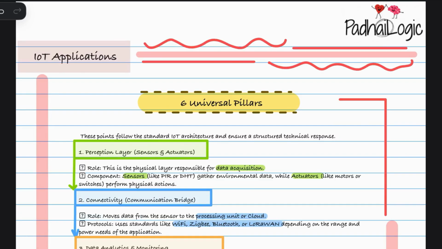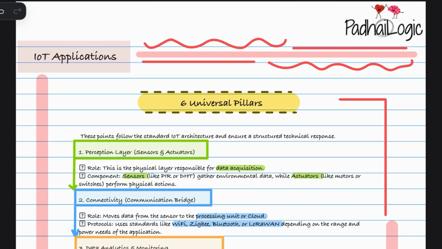Alright team, so here is an ultimate Padhai Logic exam hack. If you get a 10 marker question asking you to explain any IoT application, whether it is smart home, smart street light or smart health, and you don't know what to write exactly, you just forget the key pointers, just remember these 6 universal pillars that will save you in your exams. Structure your answers using these 6 universal pillars, and you know that examiners love a structured framework. It guarantees you cover every single technical layer.